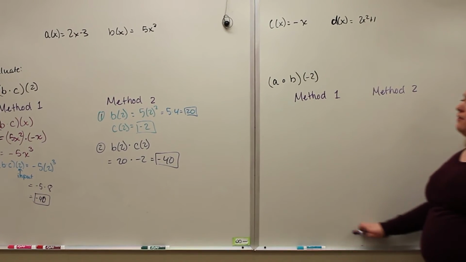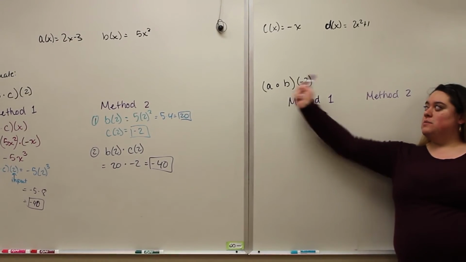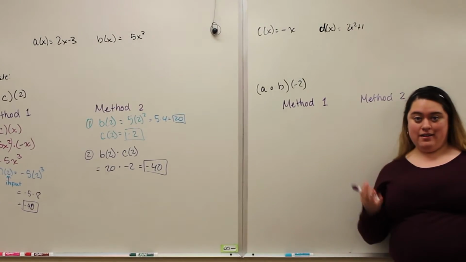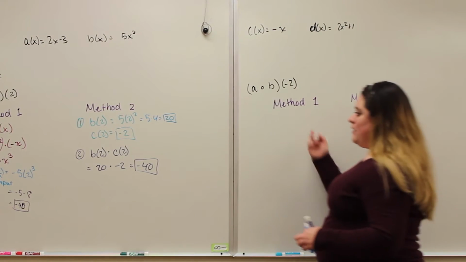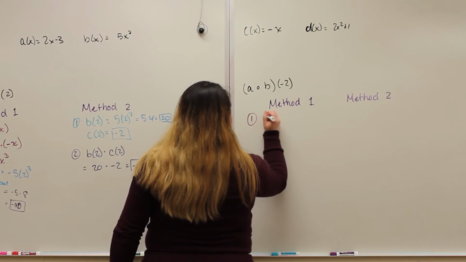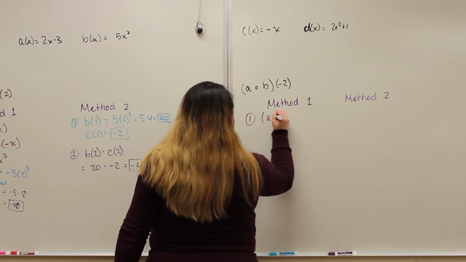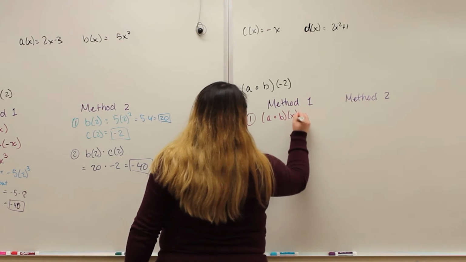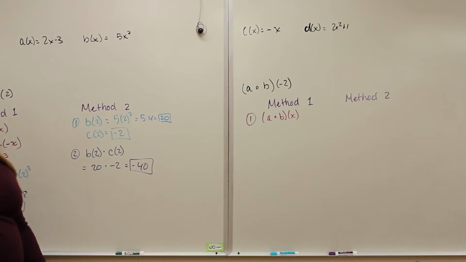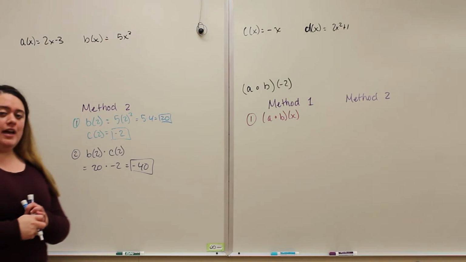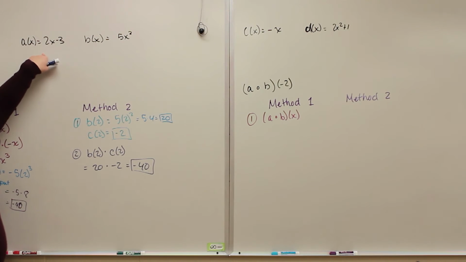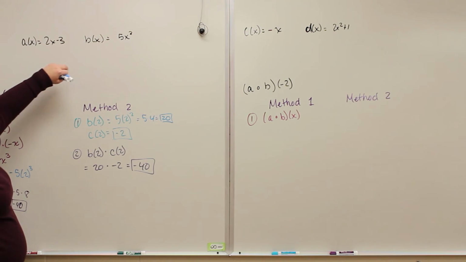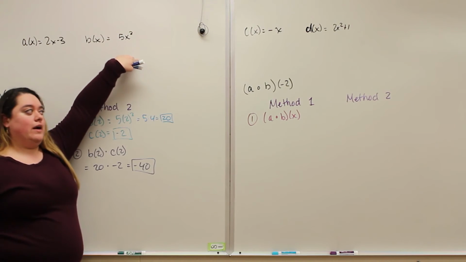So we're going to come over here. We've got a compose b of negative 2. I'm going to follow kind of the same pattern. Method 1. I'm going to find a compose b of x. So I've got to know what my a of x function is and what my b of x function is. A of x is 2x minus 3. B of x is 5x squared.